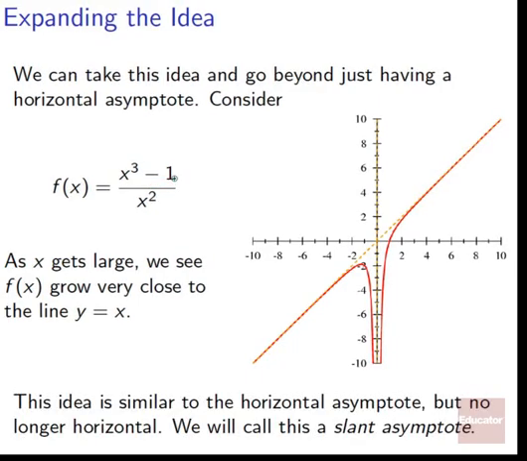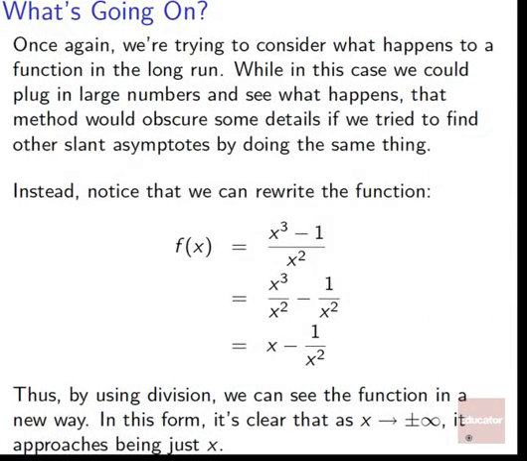This idea is similar to a horizontal asymptote, but it's no longer horizontal, right? Since it's at a slant, we can't call it a horizontal asymptote, so instead we call it a slant asymptote. Sometimes it's also called an oblique asymptote. So what's going on? Why do we see this? Once again, we're trying to consider what happens to the function in the long run. The idea of all this horizontal asymptote, slant asymptote stuff is a question of what happens to this function as we look at very large x, as we go really far right, as we go really far left.